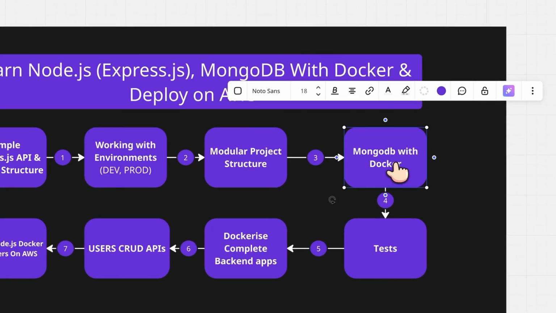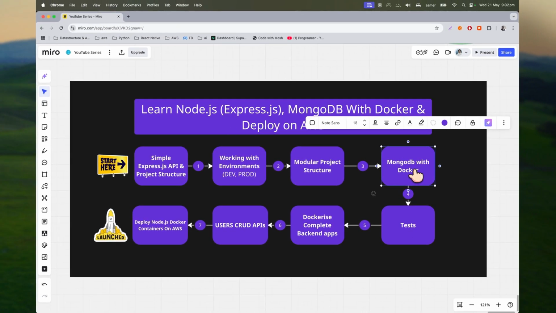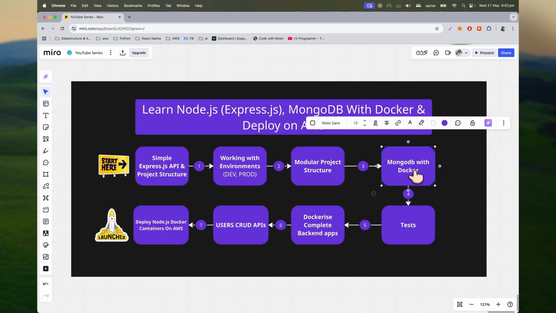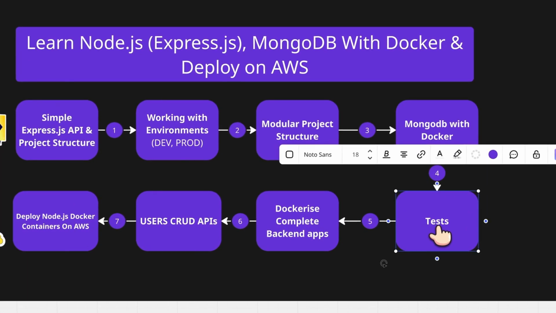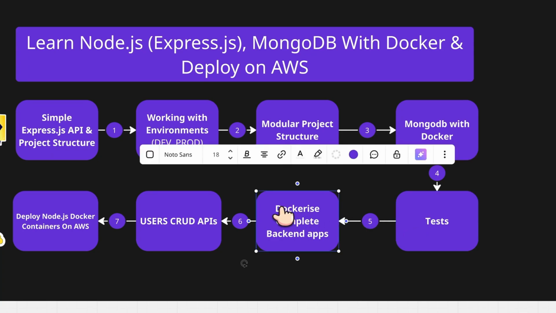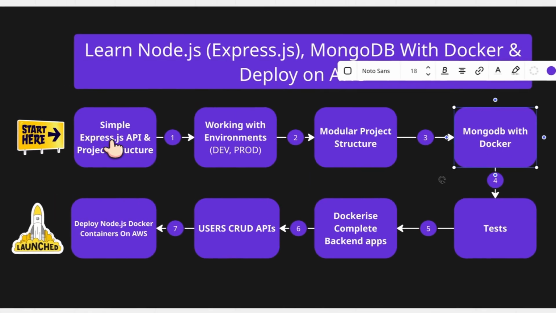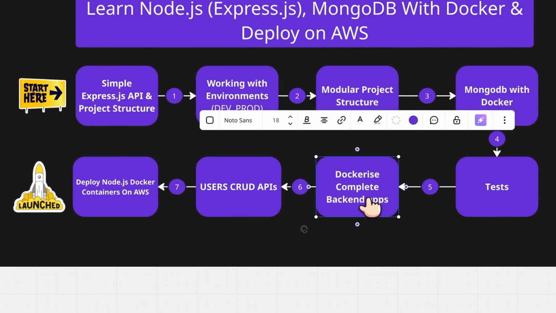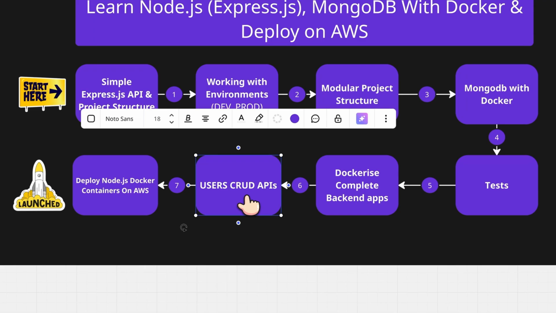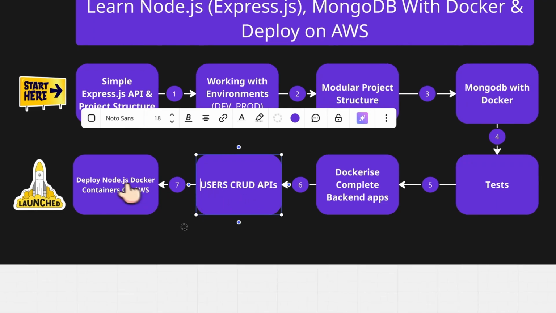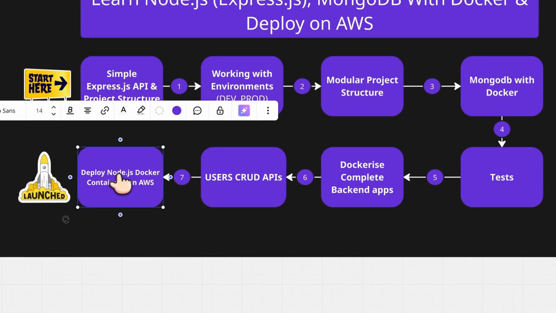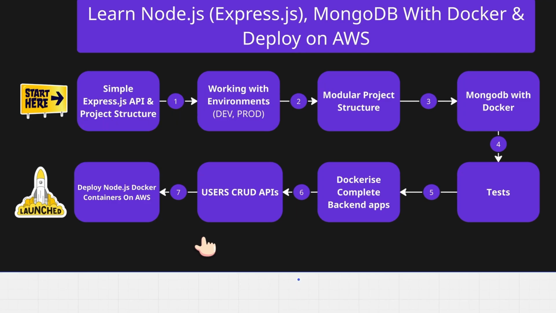So we'll see that how to use or how to launch MongoDB containers in your local system. Then we'll see that how to write a unit test, integration test cases. Then we'll try Dockerizing entire backend application, not only Docker MongoDB, but also the Express container as well. Then we'll try creating full-fledged CRUD operation for users API. Then finally, we'll try deploying on AWS. So this kind of video will be coming on the YouTube.